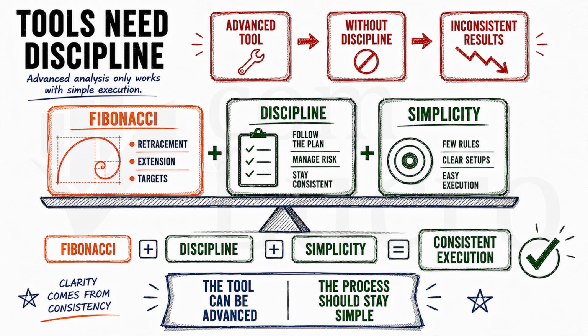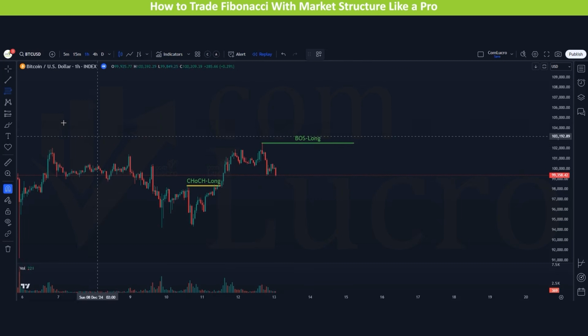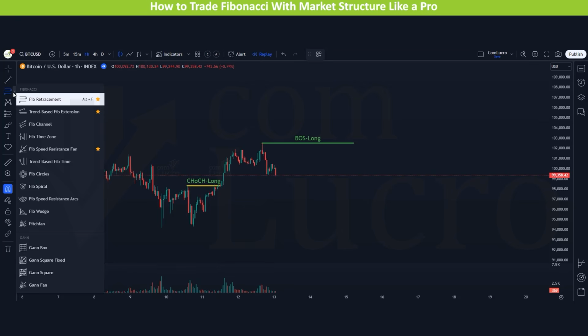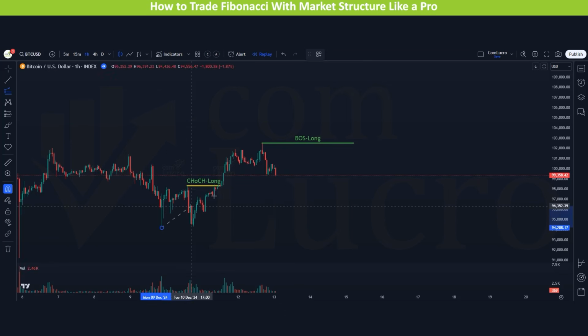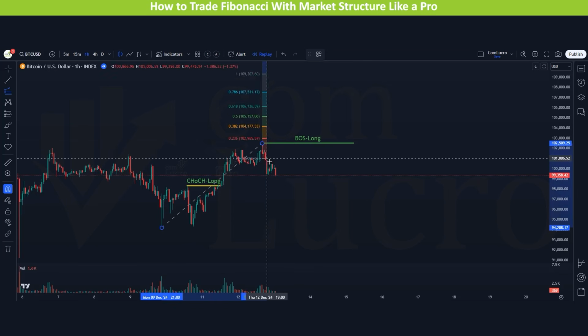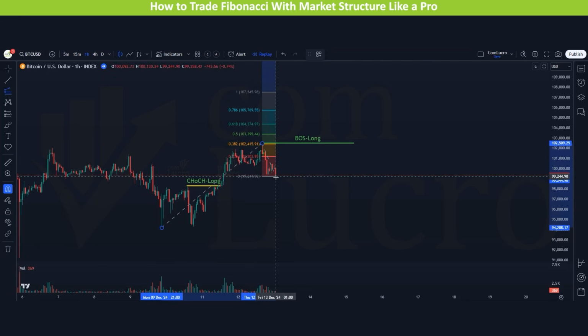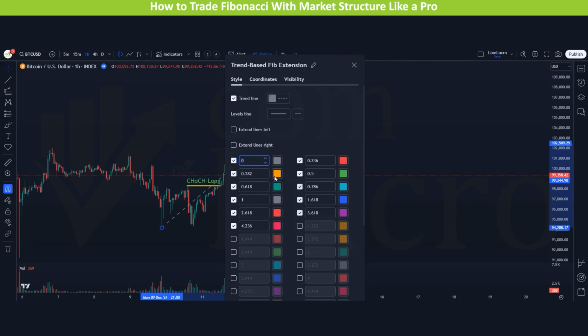His point is clear. Even advanced tools like Fibonacci work best when paired with discipline and simplicity. Next, let's set up the Fibonacci extension tool for precise, effective analysis in TradingView. To do it, select the Fibonacci extension tool and mark 3 points: the start of the move, the end of the move, and the end of the retracement. For bullish trends, go from the low to the high. For bearish trends, simply reverse it.